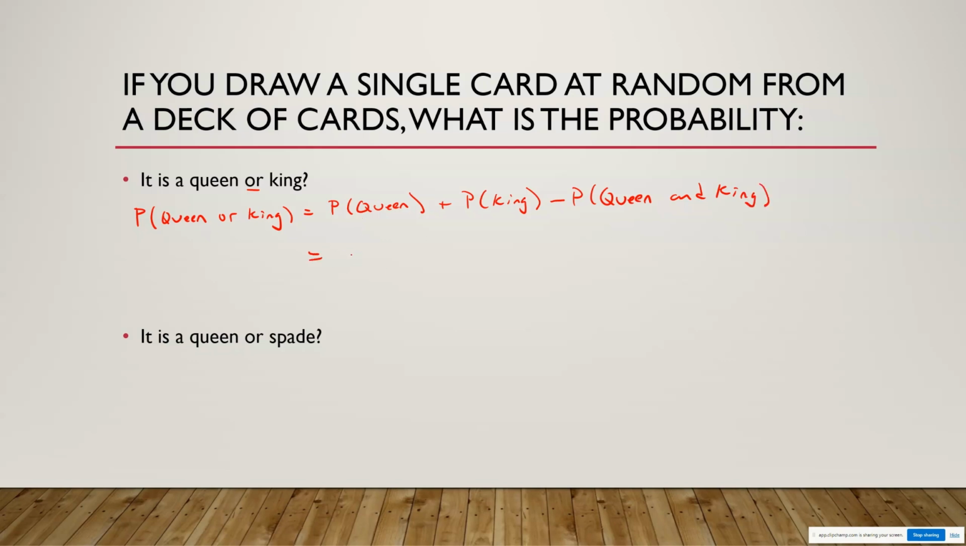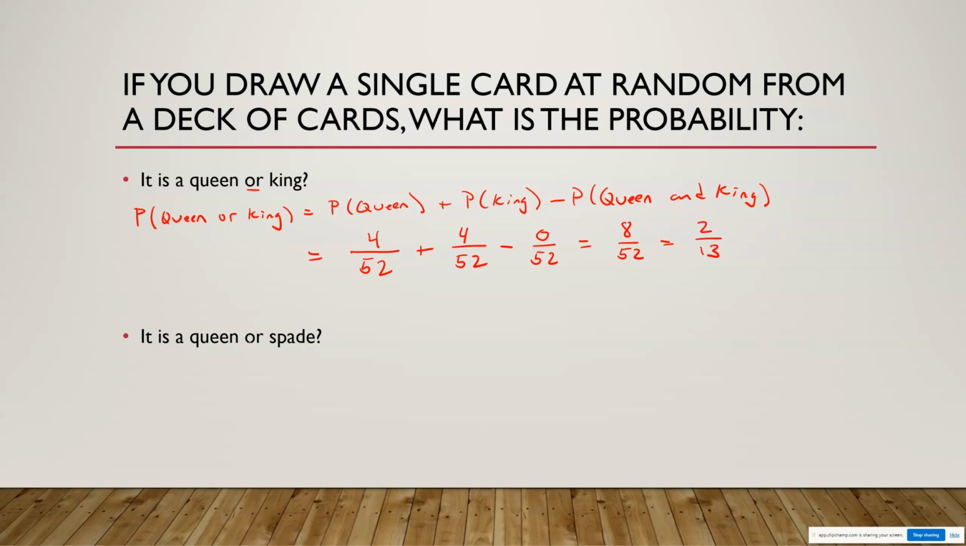Well, look, how many total cards are there in a deck? There's 52. And how many queens are there? 4, one in each suit. How many kings are there? 4 kings out of 52 total cards. Now, look, this is an example of events that are disjoint, meaning they cannot happen together. Can I draw a single card and have it be both a queen and a king? No. So that probability is 0 out of 52. So 4 plus 4 is 8 out of 52. Or this can simplify to 2 out of 13.